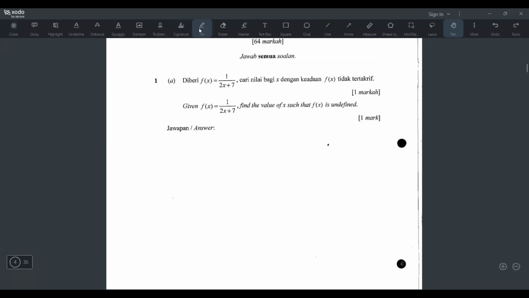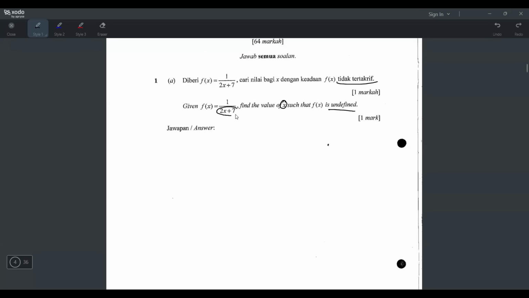Okay, question number 1A. Given f(x) is 1 over 2x plus 7, find value of x such that f(x) is undefined. So what is undefined? Tidak tertakrif. It means math error. Undefined means math error. So they want to find value of x that will make this function tak ada jawapan, means make this f(x) math error. So you need to know something. We cannot divide by 0.